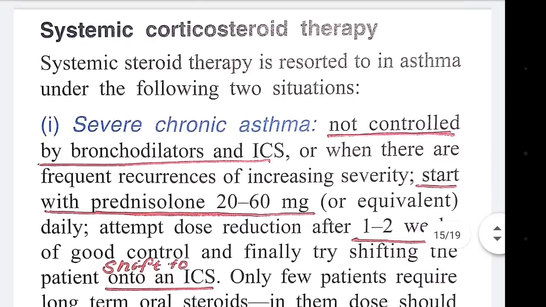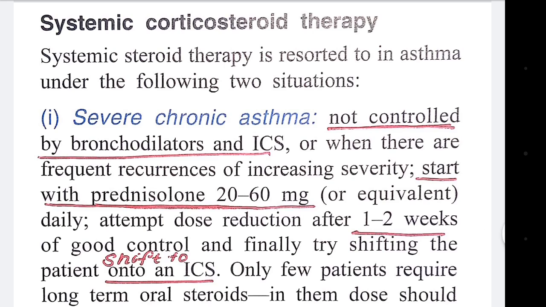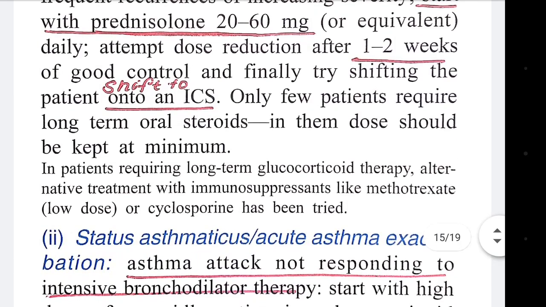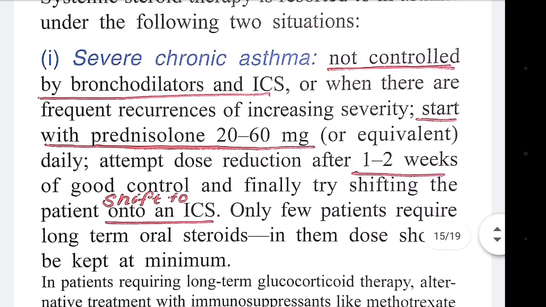Now we are going to systemic glucocorticoids or corticosteroids. They are given only in two cases. The first is in severe chronic asthma, the other is in acute asthma exacerbation. In severe chronic asthma, which is not controlled by bronchodilators or inhalational glucocorticoids, we give systemic glucocorticoids. We start with prednisolone 20 to 60 milligrams, and continue it for 1 to 2 weeks, after which we attempt to reduce the dose and finally shift to ICS, that is inhalational glucocorticoids.